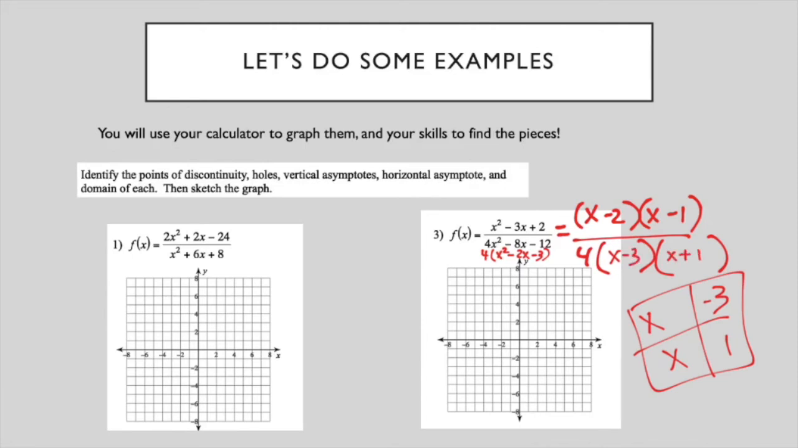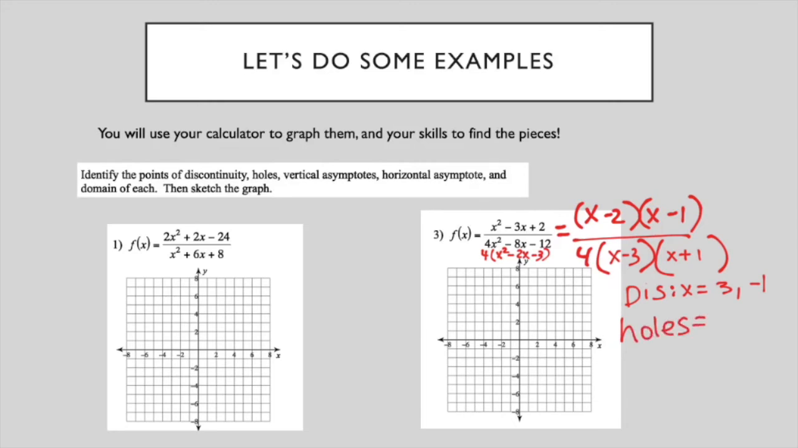So Ryan says we're not going to have any holes. All right, what do we have? Any discontinuity? Positive 3 and negative 1. Yes. x equals 3 and negative 1. Next thing after discontinuity is holes. If we put 0, that would mean 0 is the hole. So it's none.